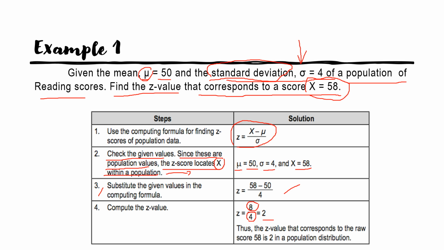Now, for your step number 4, compute the C value. We are just simply simplifying. Right after substituting these given values to your first formula and computing your C, we just simply simplify your numerator and denominator. Then the resulting value for your C is equal to positive 2. Thus, the C value that corresponds to the raw score, which is equal to 58, is 2 in a population distribution. So here is the value of your C that can be mapped to your 58 as your raw score.